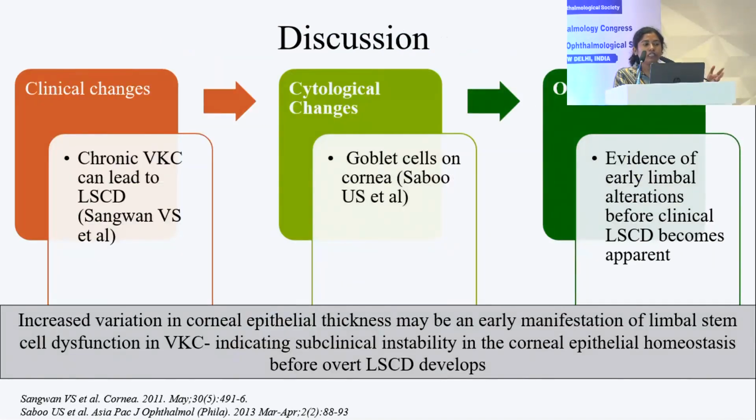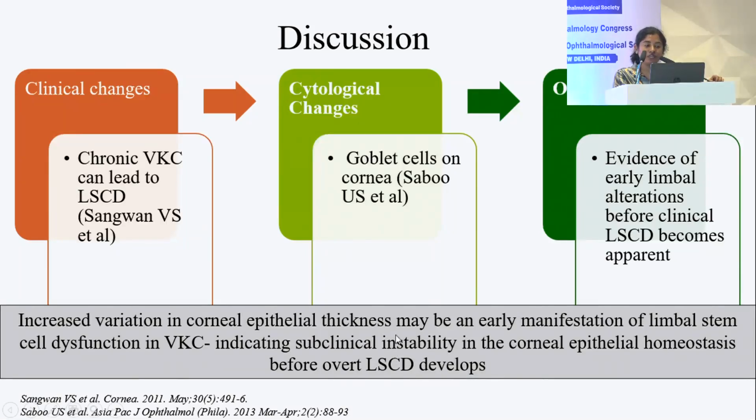We know from clinical changes, it has already been published, that LSCD has been associated with chronic VKC. We also know that VKC can lead to cytological changes in the form of goblet cells on the cornea. What our study wanted to do was look for evidence of early limbal alterations before clinical LSCD becomes apparent in these patients, and that's what we could see using the SDOCT imaging.